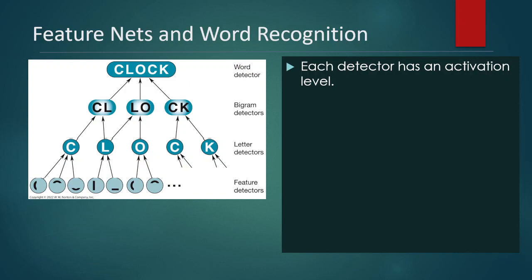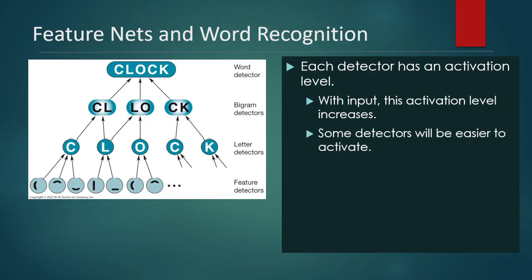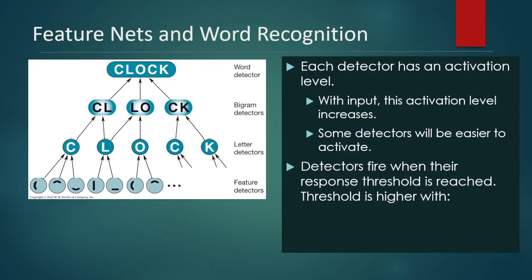Each detector has its own activation level, its own point at which it'll start to respond. With input, this activation level increases, which means that with input, as you're reading or you're hearing words or you're seeing them on the screen or whatever, it takes more stimulus for your brain to respond. Whenever activation level increases, that means the threshold has increased. It takes more for you to respond. Some detectors are naturally easier to activate. Some are like ready to respond. Others take a little bit more convincing to start to respond.